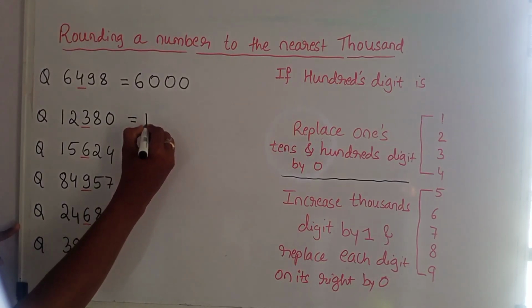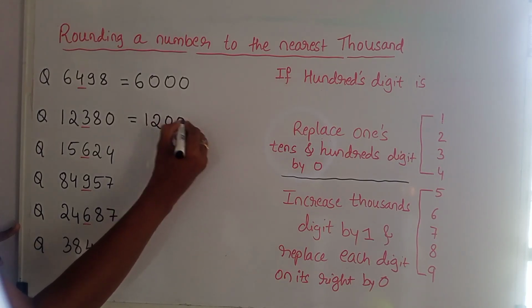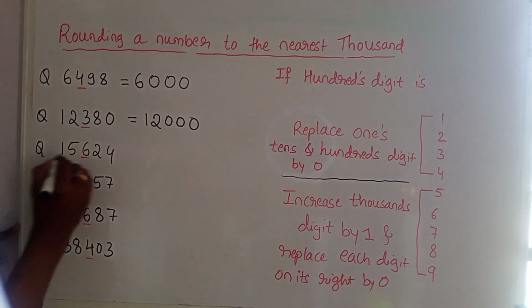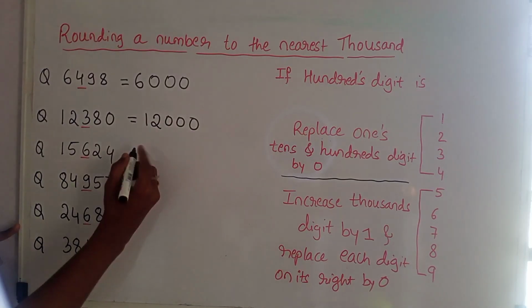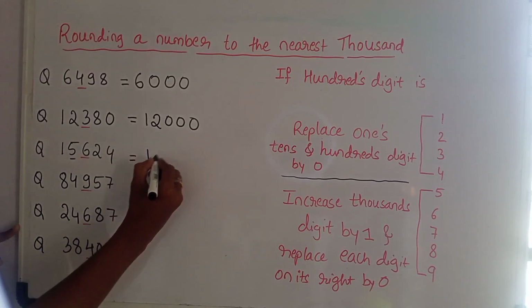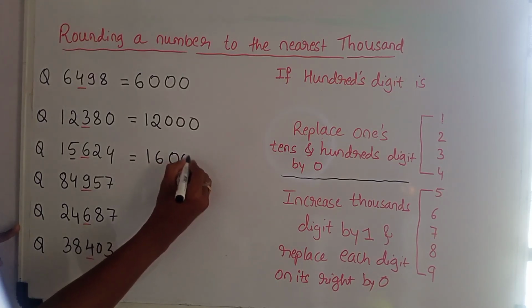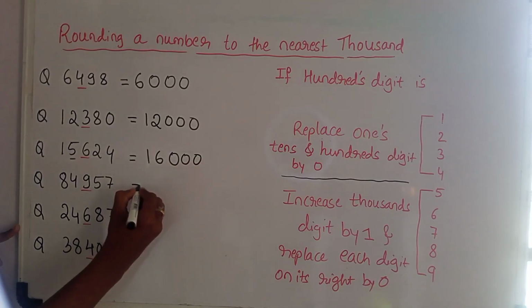Here we go, the next question. 3 as it is less than 5, keep as it is 1 and 2 remaining as 0. Here hundreds digit is 6 as it is greater than 5, increase thousands place by 1, that is 16 and remaining as zeros. 16,000 is the correct answer for this question.